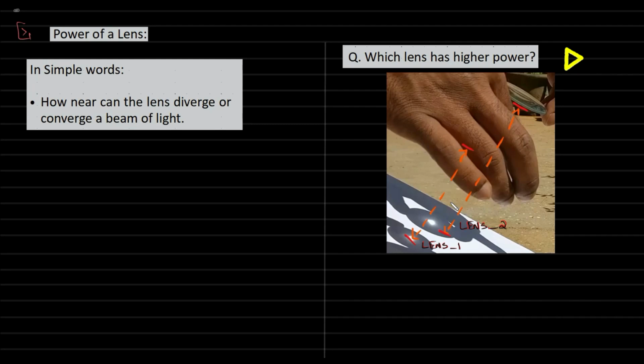The topic of discussion is power of lenses. Have you heard of people talking about what is the power of their spectacles? It's the same thing. So that's what we are trying to understand. In the simplest manner, I would define it as how near the lens can diverge or converge a beam of light. Let me show it to you.